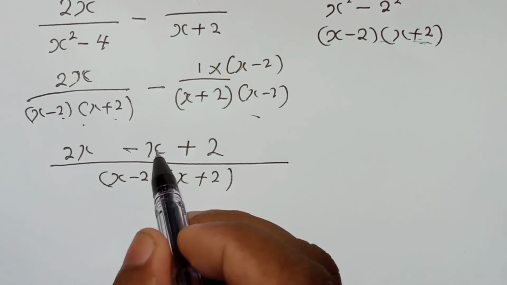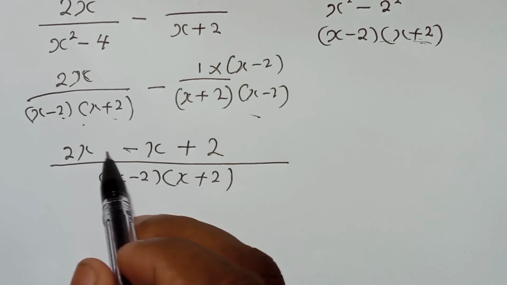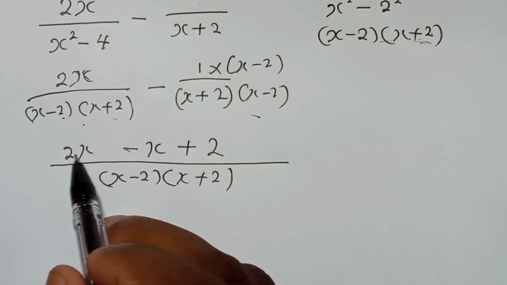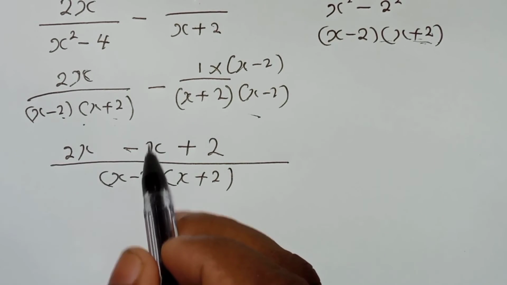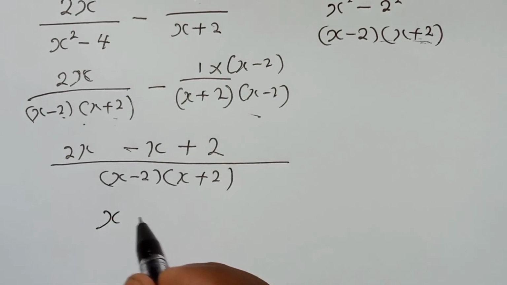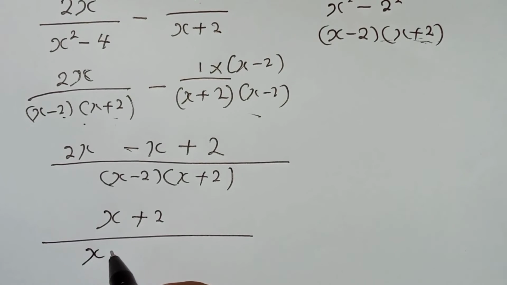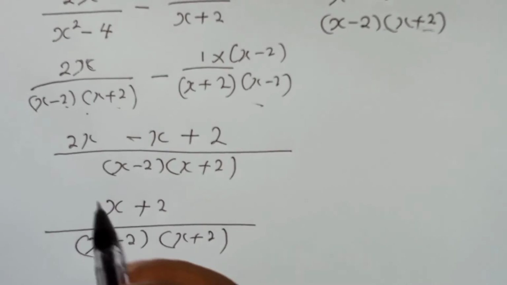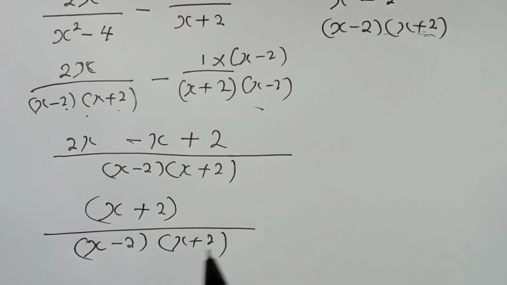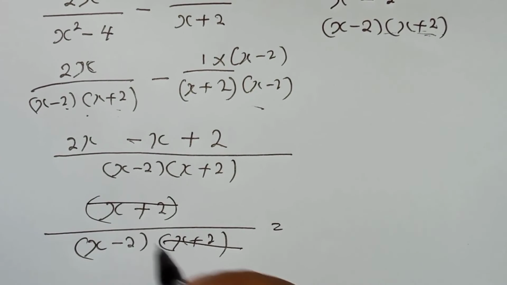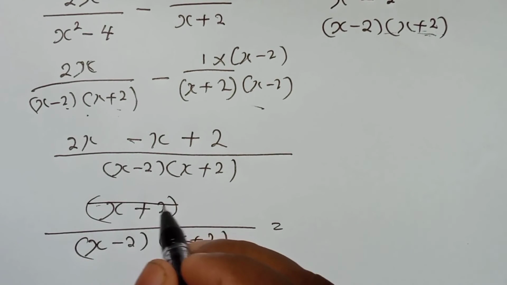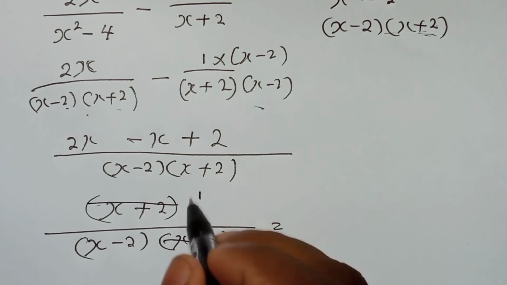Then 2x minus x, the basic idea is 2x minus 1x, so we have x. So 2x minus 1x is x, plus 2. This 2 comes the same way. In the denominator you have x minus 2 and x plus 2. Now you will see that in the numerator we have x plus 2 and in the denominator x plus 2, so you can cancel these out. How many x plus 2 are there in x plus 2? It's 1. So basically the numerator has 1.